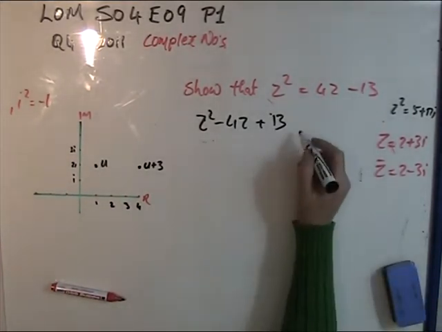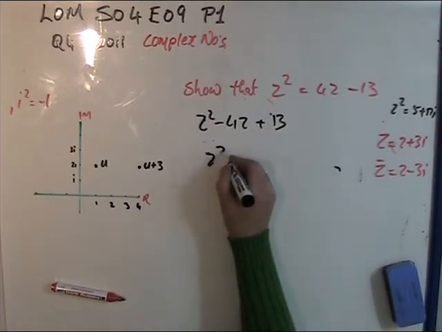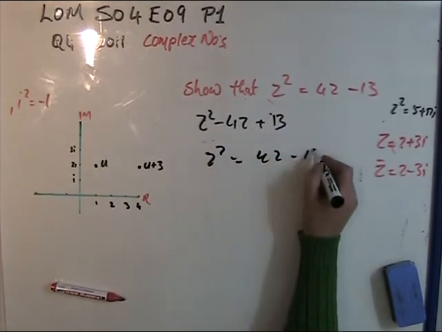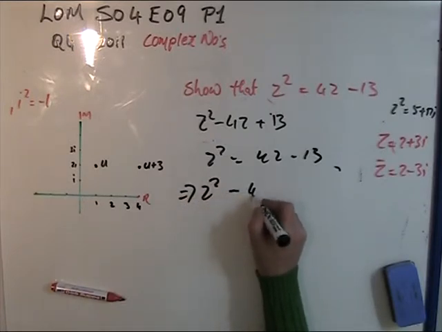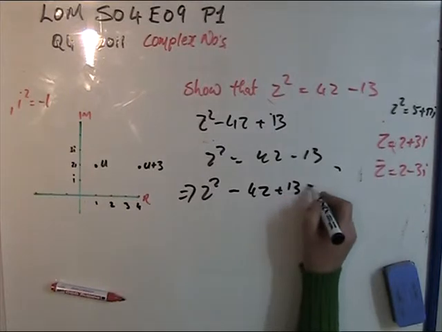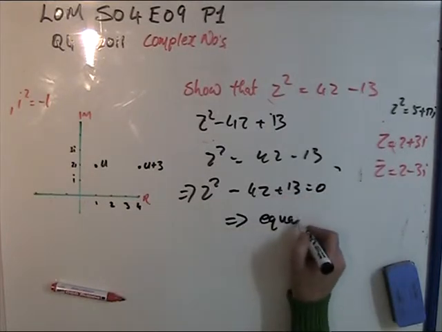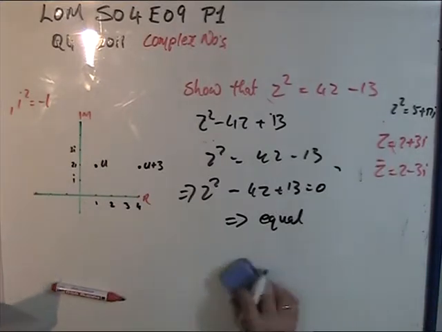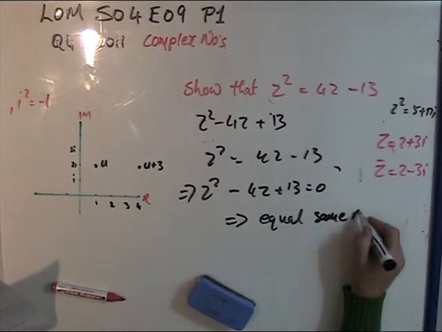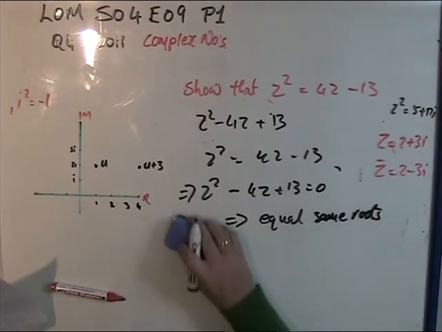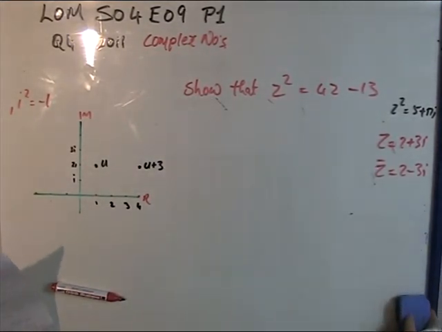But anyway, you've proved it by showing z squared is equal to 4z minus 13. This implies that z squared minus 4z plus 13 is equal to 0. This implies that they're both equal functions, or that they have the same roots. Once you put it down and disclose that, yes, they are equal, or you can look above and see that the equation is equal.